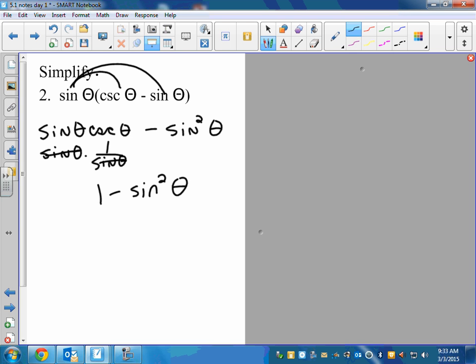I don't know, is that my answer? Can we do anything else? Do we have any trig identities that have a sine squared in it and a 1 in it? Oh, we do! It's a Pythagorean identity. So let's think about our Pythagorean identity. It says sine squared u plus cosine squared u equals 1. What would 1 minus sine squared theta equal? So this is the same as cosine squared theta.